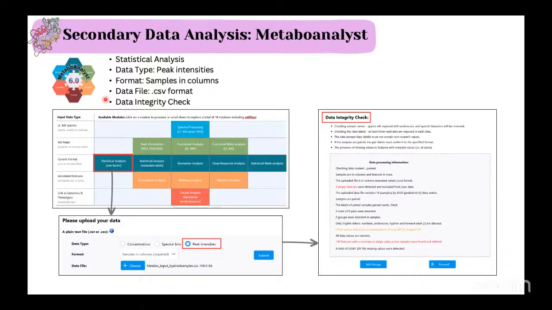So what does secondary data analysis mean? Your samples may have missing values. Then your samples can be run on different days, so variability can come. You have to normalize, since that can be due to experimental handling or due to time. Once the normalization is done, you have to do a data integrity check. So all these steps we can do.